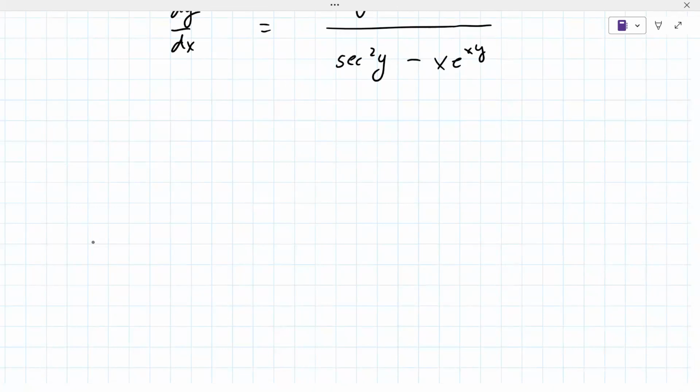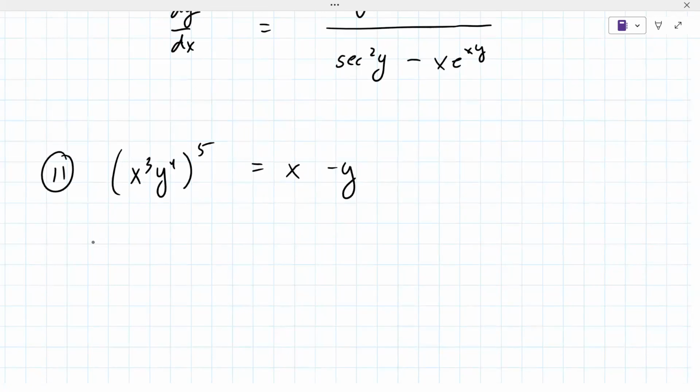All right, so this is x cubed y to the fourth, to the power of 5, equals x minus y. You definitely want to apply this exponent rule to each of these first, rather than using power rule followed by chain rule. The reason is it's a lot easier to do it this way. Always look for those algebraic simplifications.